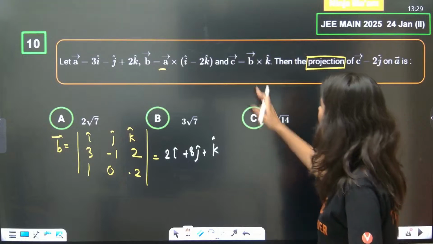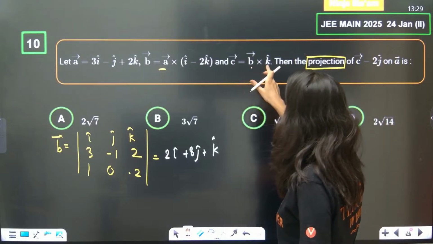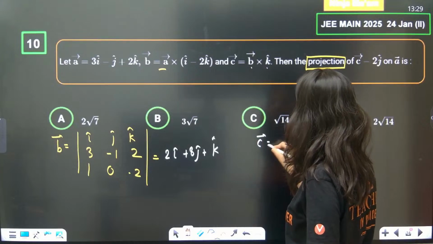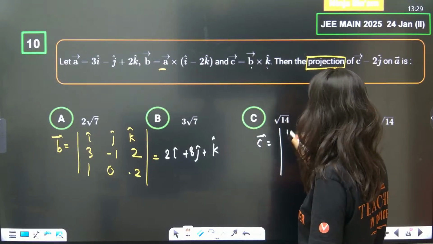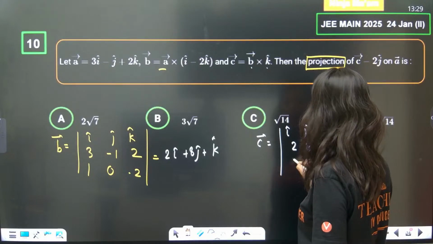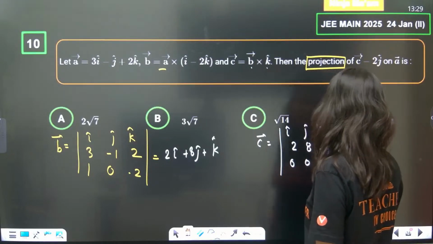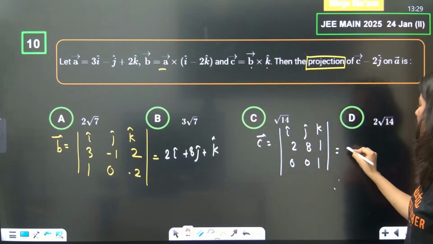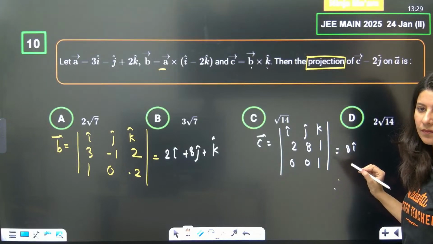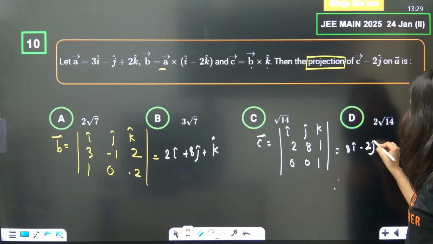Now as per the question, C vector is B cross K. So one more time we can do this. C vector is B cross K. B we have already, so 2, 8, 1 and K is 0, 0, 1. C vector will be 8 I cap minus 2 J cap plus 0 K cap.